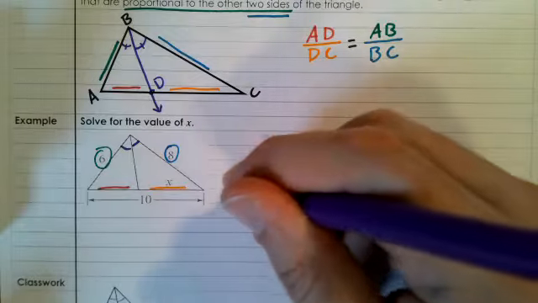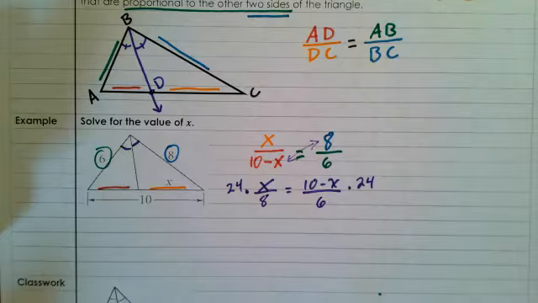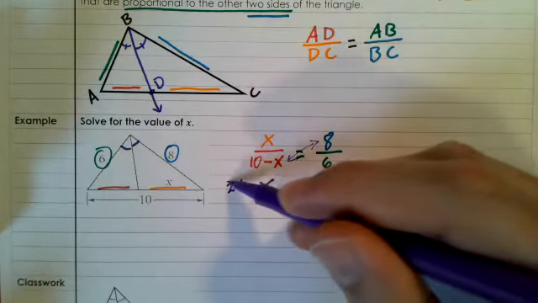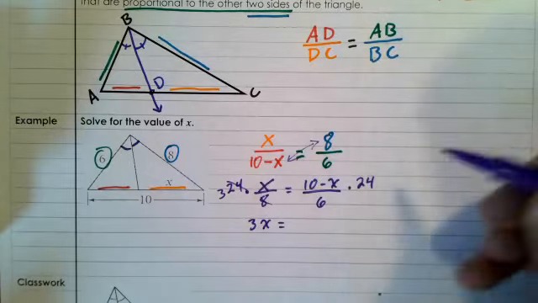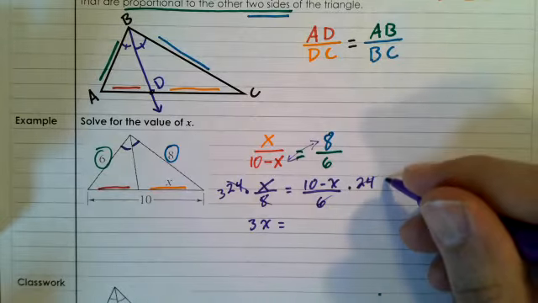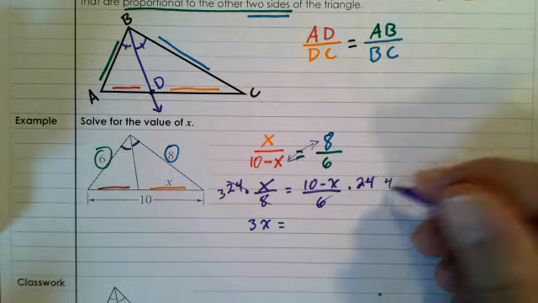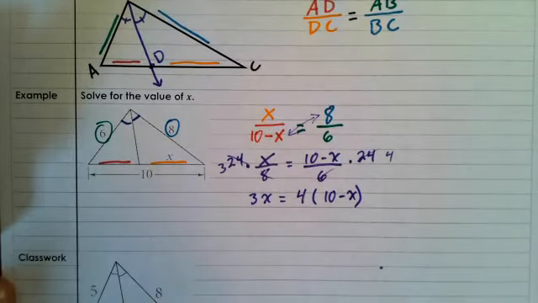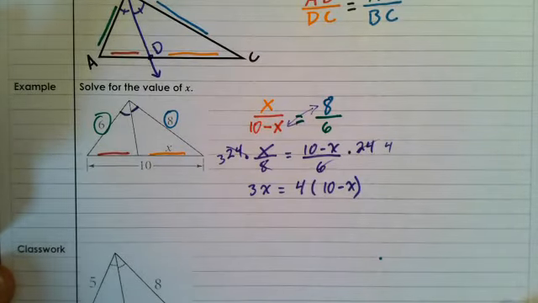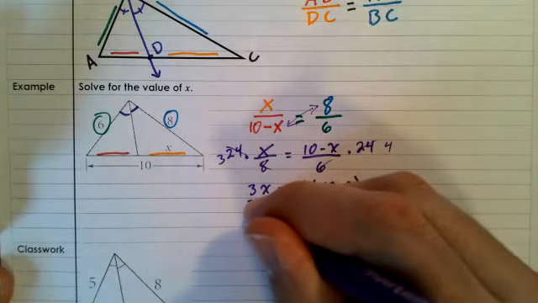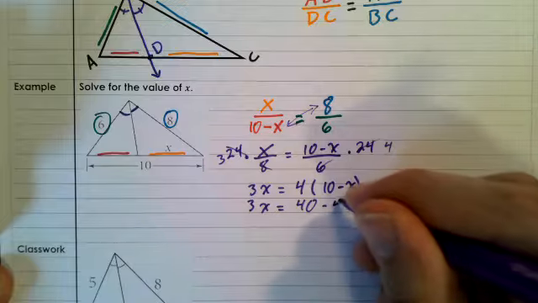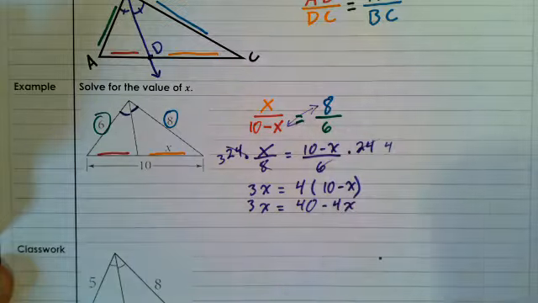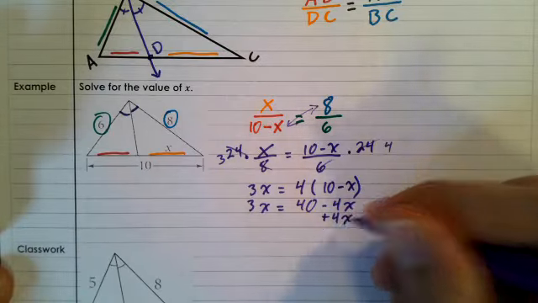I could cross multiply, but I'm not a fan of cross multiplication, so I'm not going to do it. 24 divided by 8, that is 3. So I've got 3x equals 24 divided by 6 is 4. So I've got 4 times that 10 minus x. Don't forget those parentheses around the numerator that are understood in proportions. Distributing the 4, I get 40 minus 4x. And then I'm going to add the 4x to both sides.